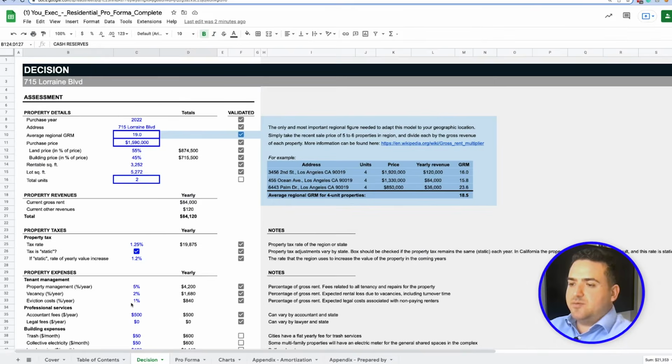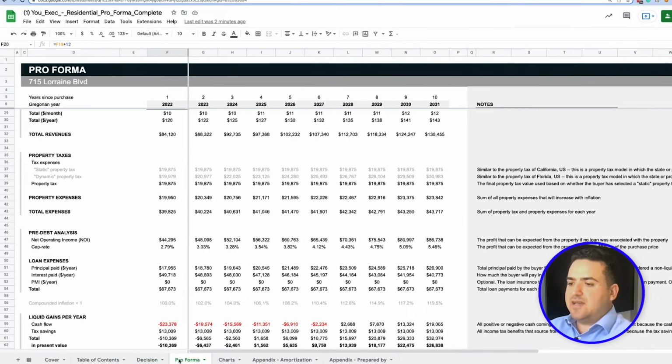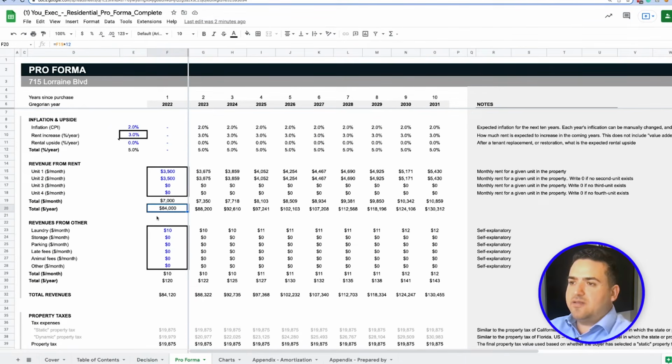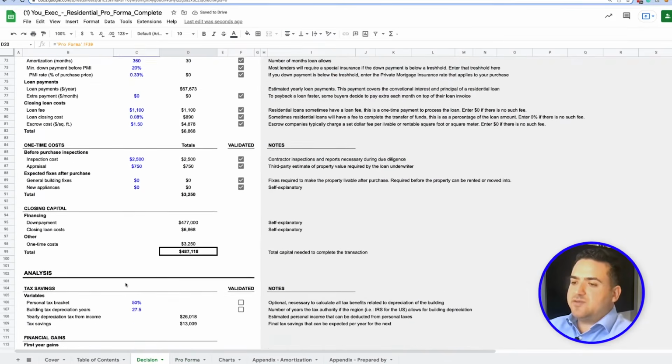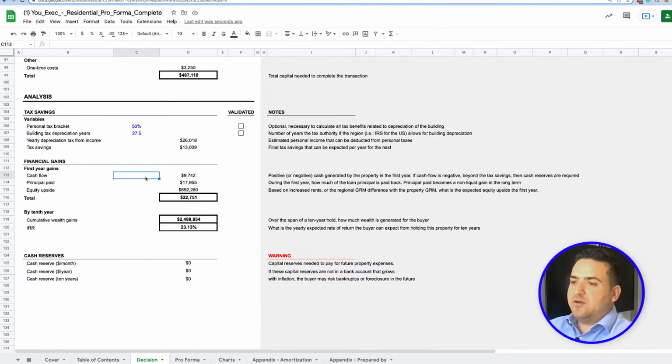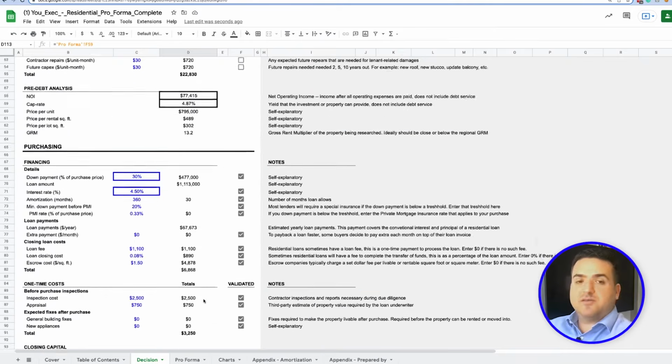Now let's continue and see exactly how we can make this property work as an investment. They project that the rent is $3,500 for both units. But what if, hypothetically, you could charge $5,000, let's say? You will see that the cash reserves will probably disappear and your cash flow is going to be positive.